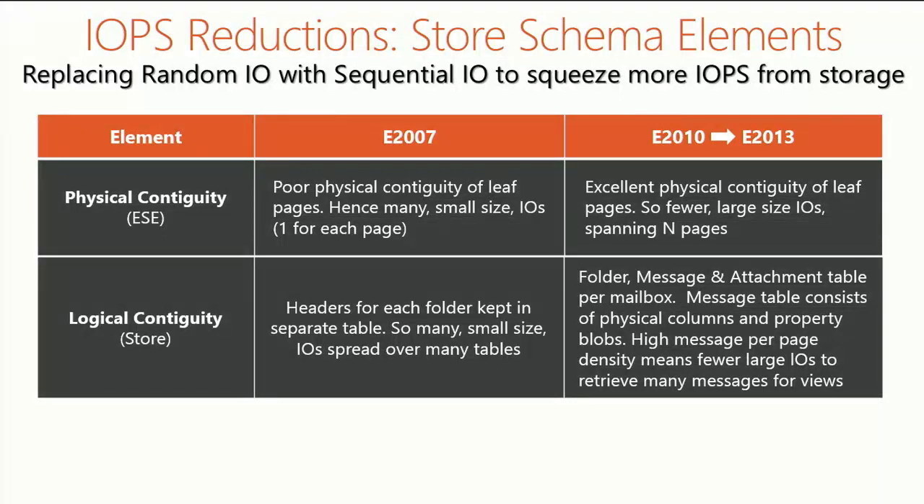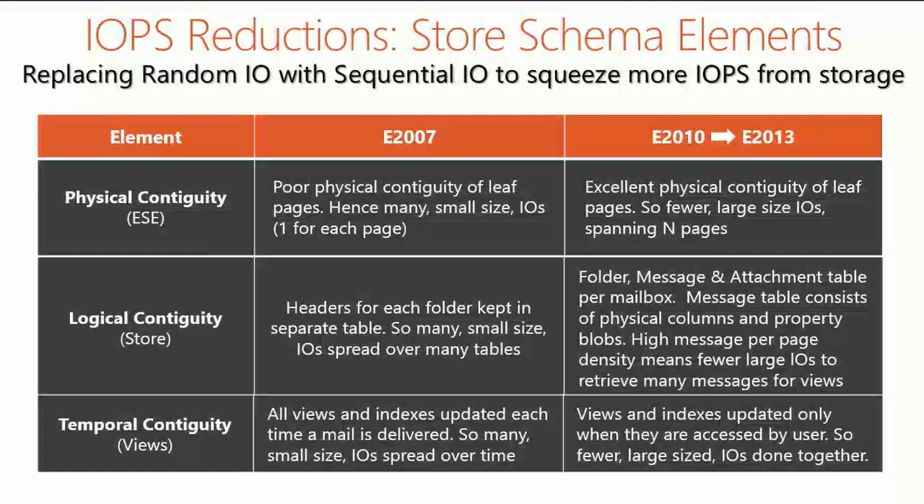Logical contiguity is the concept of laying the data in the database out in a way that items in a mailbox are co-located. So messages in a message table for the same mailbox are close together, so that the pages with those messages are close together in physical contiguity, and we can issue reads against that data and produce sequential reads for a series of items to produce views or to construct indices for those views.